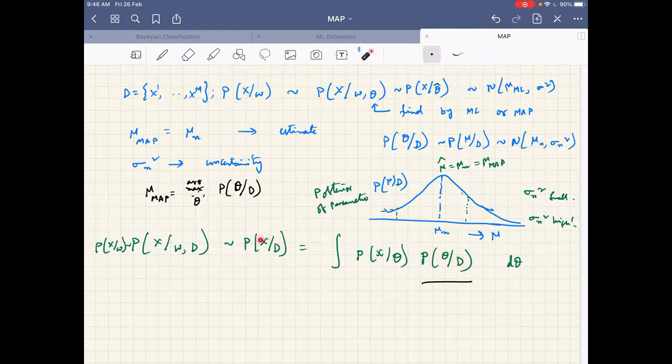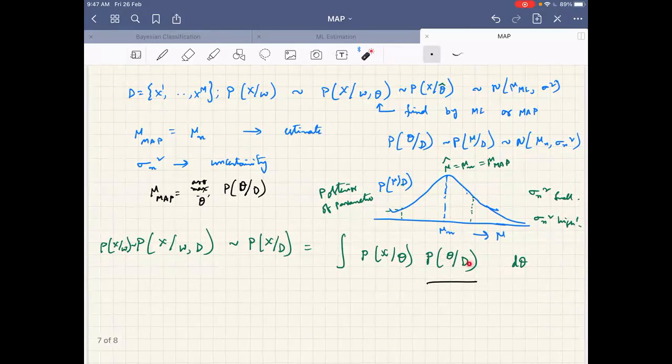Now to find this, P of x given omega, the class likelihood, I use the whole posterior of the parameter itself. I will not be using the maximum a posteriori probability. I am using the whole posterior probability, weighted accordingly, so that it weights the possible parameters or values of theta. This expression will summarize that, to get P of x given D. Fine or not?